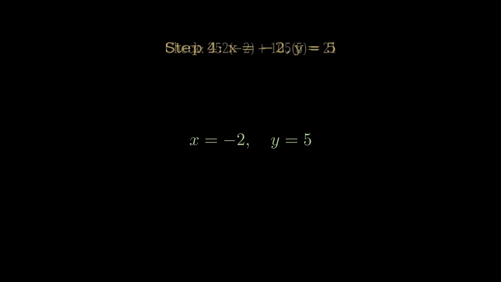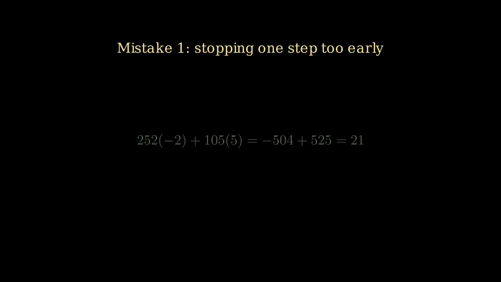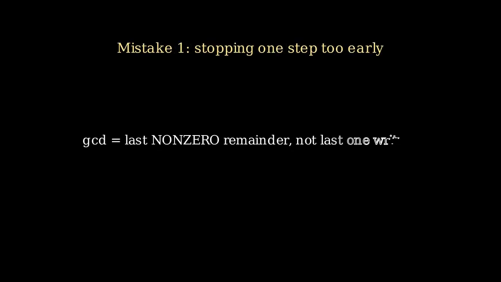As a final check, substituting back in, 252 times -2 plus 105 times 5 equals -504 plus 525 equals exactly 21, confirming the answer. Common mistakes to watch for. First, stopping the Euclidean algorithm one step too early. Remember, the GCD is the last non-zero remainder you compute, not simply the last remainder you happen to write down.